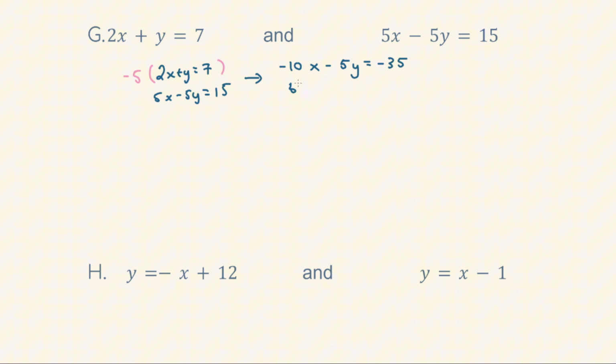And underneath, I still have 5x minus 5y is equal to 15. And now I'm just going to subtract my equations here. So 10x minus 5x is 5x... Minus 10x minus 5x is negative 15x. Now the y's are going to cancel out, so they're going to be plus 0. And minus 35 minus 15, that's going to come out to minus 50.